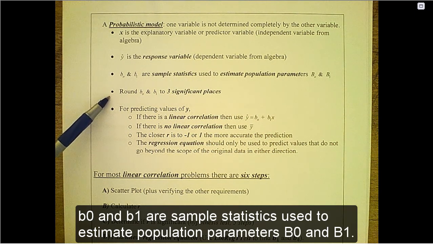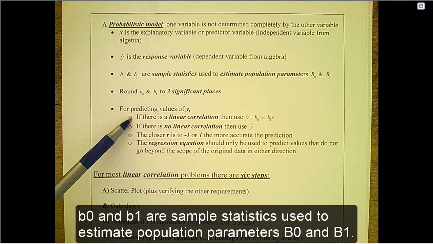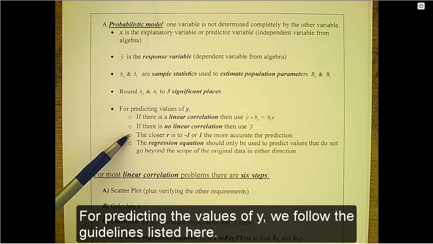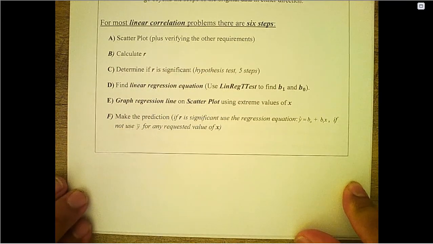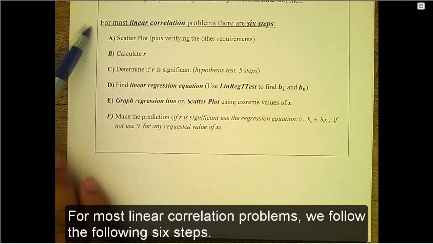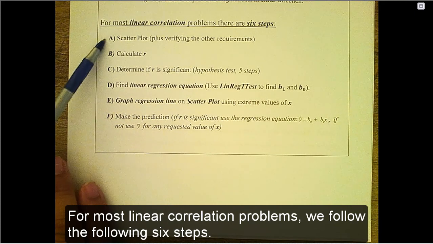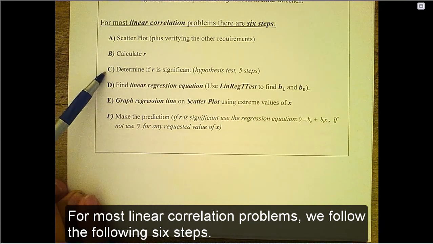B sub 0 and B sub 1 are sample statistics used to estimate population parameters, capital B sub 0 and capital B sub 1. For predicting the y value, we follow the guidelines listed here. For most linear correlation problems, we follow the following 6 steps.